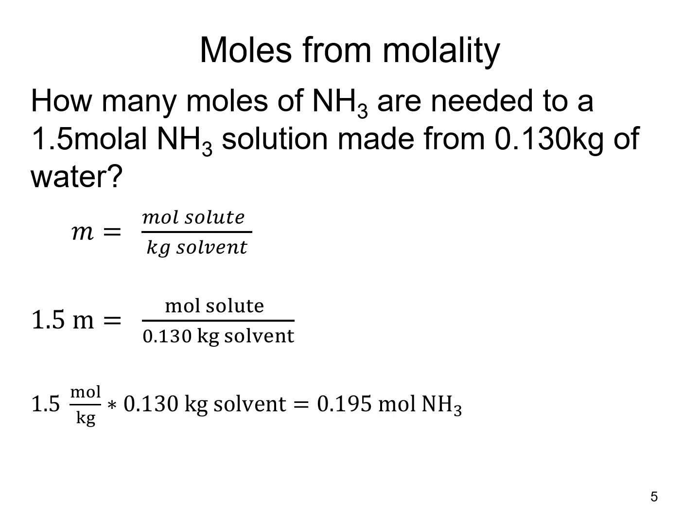In this case, we have a 1.5 molal solution and 0.130 kilograms of water. Now, just like molarity, we can use molality as a conversion factor. It would be 1.5 moles of NH3 per 1 kilogram of solvent. But I usually find it easier just to set this up as a mathematical equation. We're going to plug in our molality, plug in our mass of solvent, and solve for moles of solute. So we do that by cross multiplying.